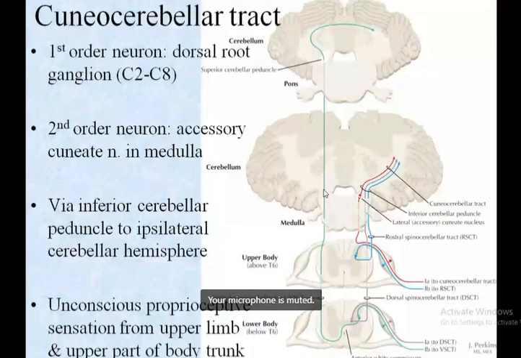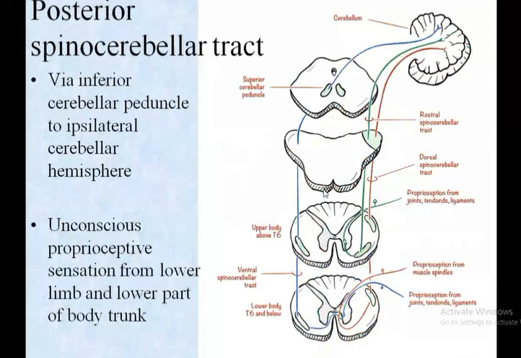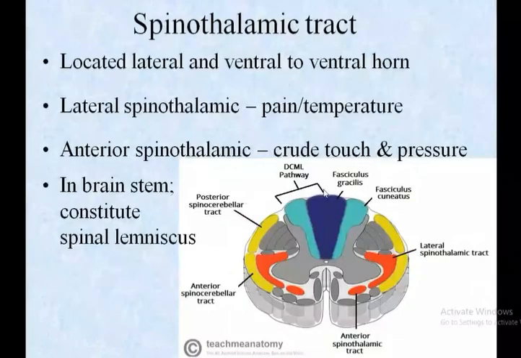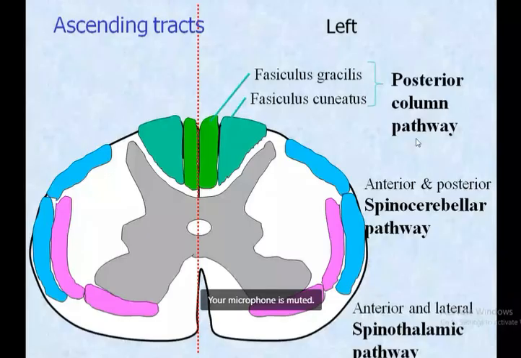Any confusion? Just to recall, we have studied about the ascending tract system, and this ascending tract is mainly divided into three pathways: posterior column pathway, spinocerebellar pathway, and spinothalamic pathway. This posterior column pathway, which is also known as dorsal column pathway, constitutes the fasciculus gracilis and fasciculus cuneatus, which is present within the posterior white column. So the medial one is the fasciculus gracilis, lateral one is the fasciculus cuneatus. Fasciculus cuneatus carries sensation from the upper part of the body, while fasciculus gracilis carries the sensation from the lower part of the body.